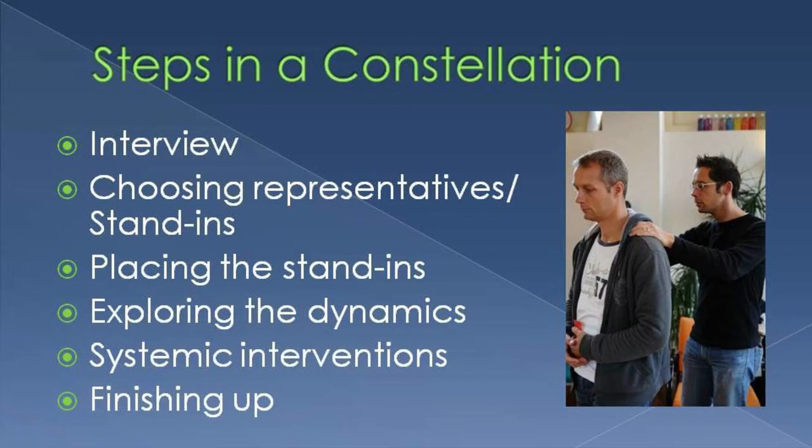And then it's finishing up, which means that you need to dismiss the representatives, and actually that's all that you need to do. In family constellations, I never talk about the constellation, because talking about it brings it back to the rational mind instead of this other layer where transformation can happen.